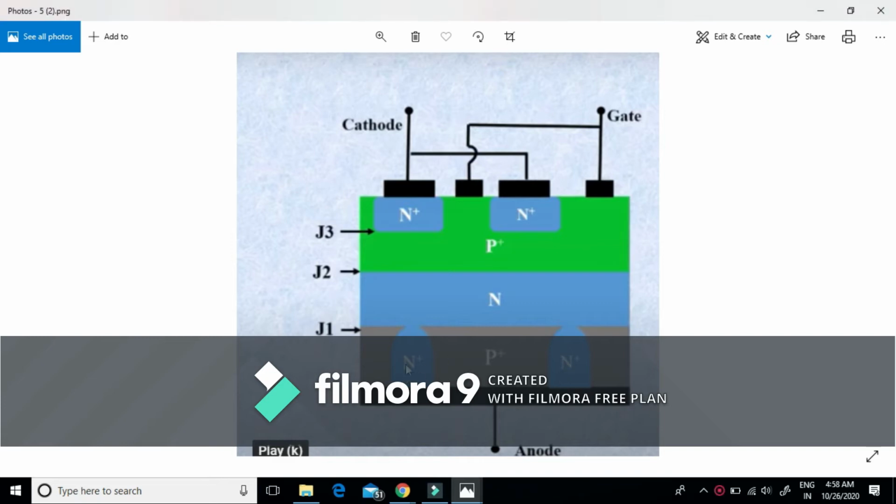However, this large number of anode shorts reduces the efficiency of the anode junction, and hence the turn-on performance of the GTO may degrade. Therefore, the density of these anode shorts for good turn-on and turn-off should be carefully chosen.